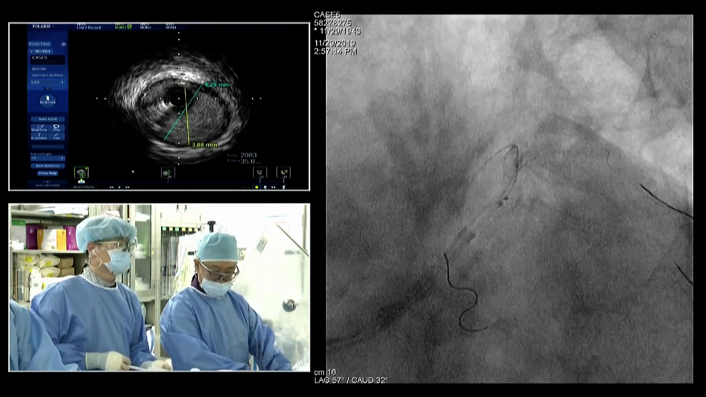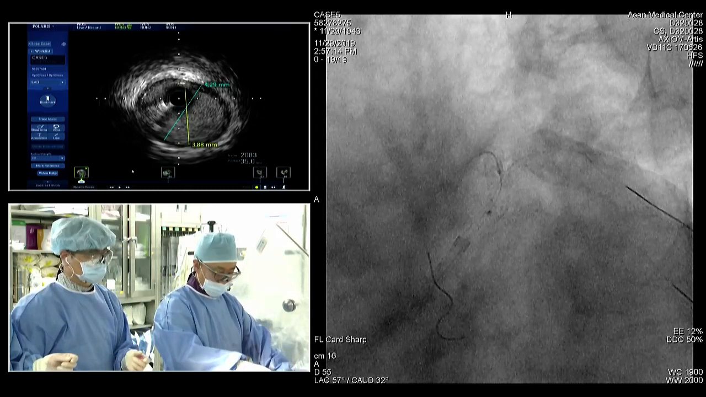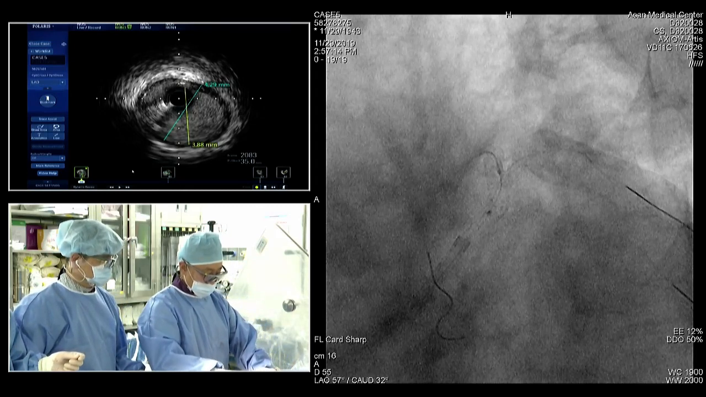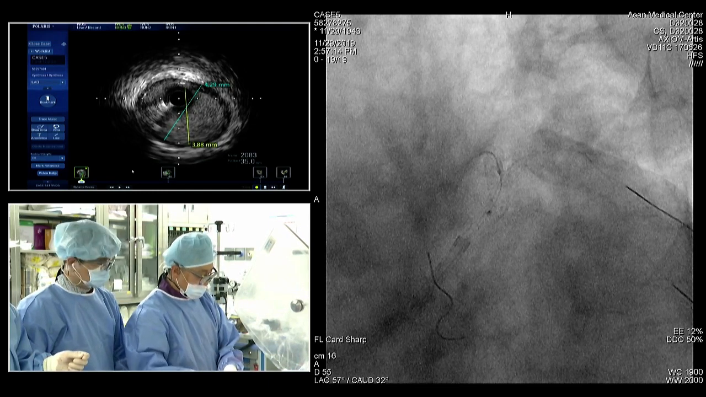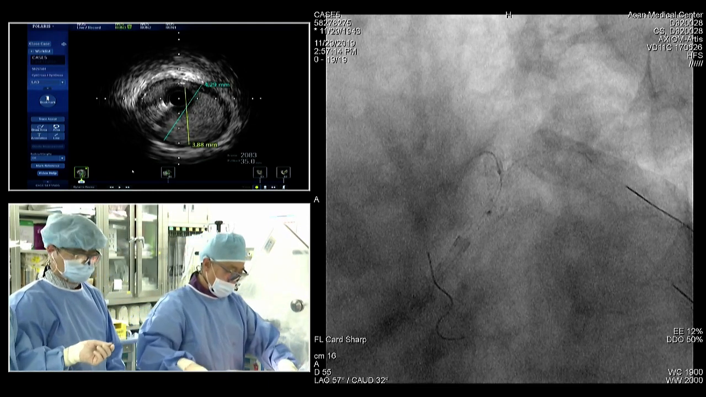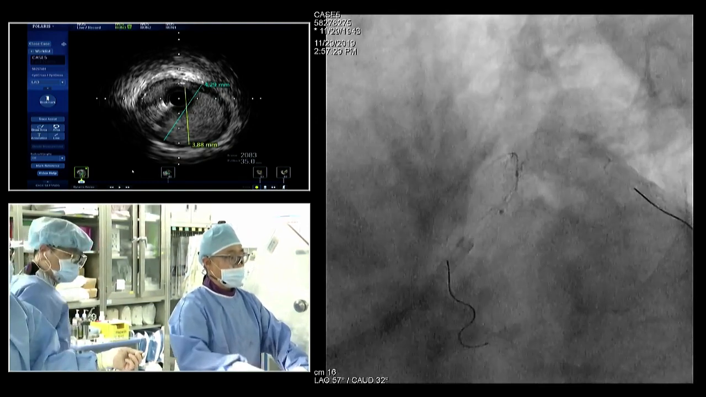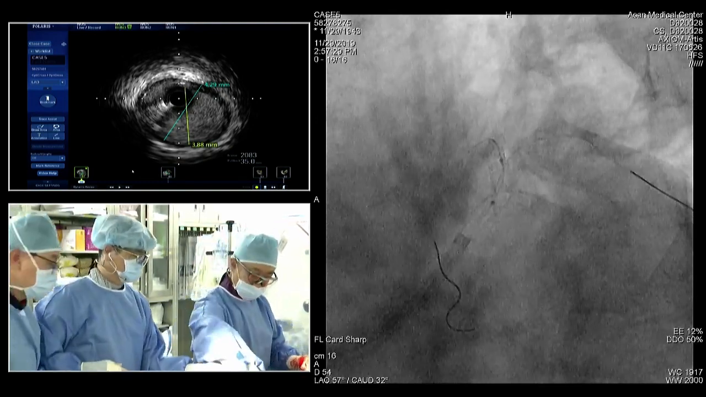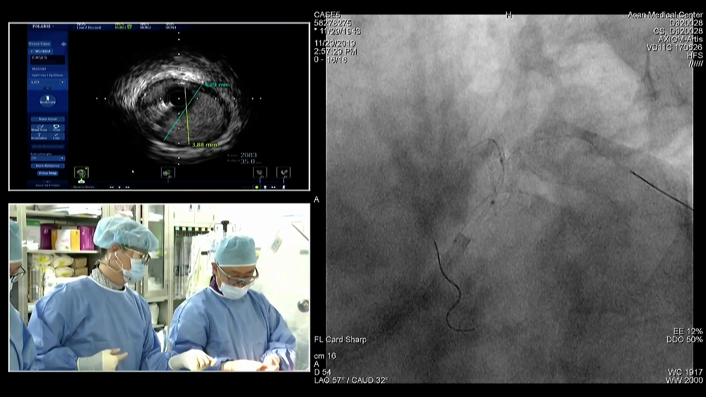Done. Now do it like this, with the 3.0 from before, slowly. Okay, number 5: final kissing, circumflex ostium and left main. Right? Yes. And then finish the procedure with IVUS evaluation. Used one, so this one.